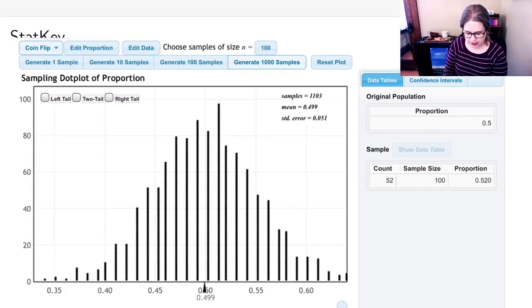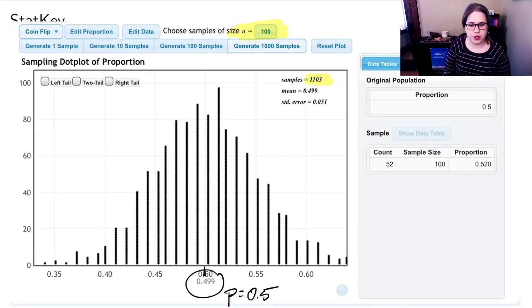So again, I just want to highlight, I was taking samples of size 100. I took 1,103 samples. The distribution is centered around my population proportion. So it's centered around p equal to 0.5. But there's variability. Sometimes I only saw 35% tails. Sometimes I saw more than 60% tails. But I could use the 95% rule.